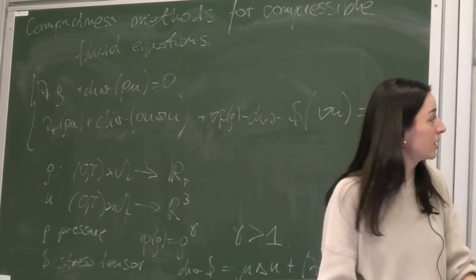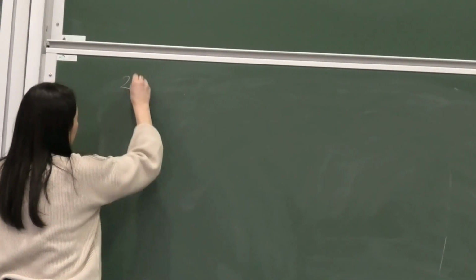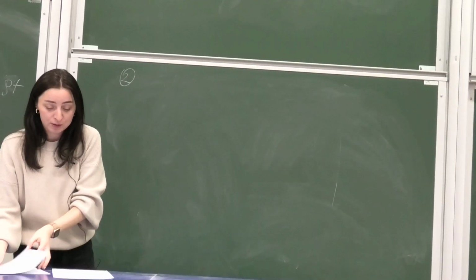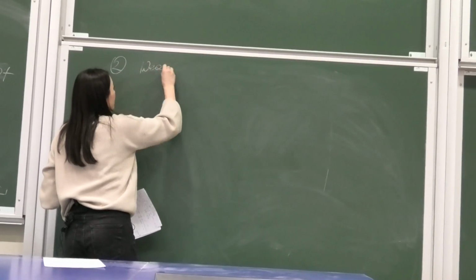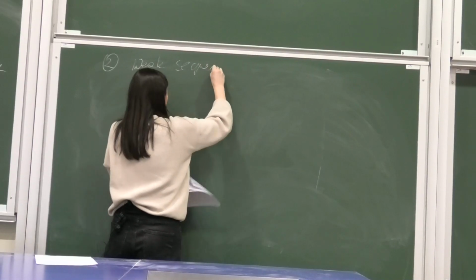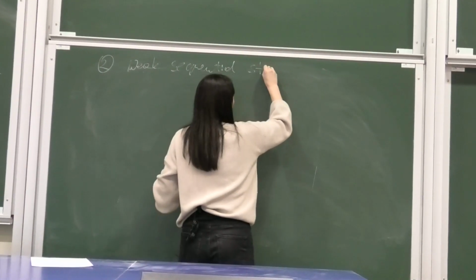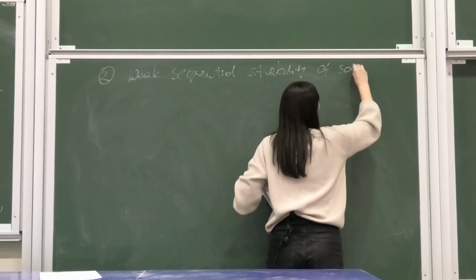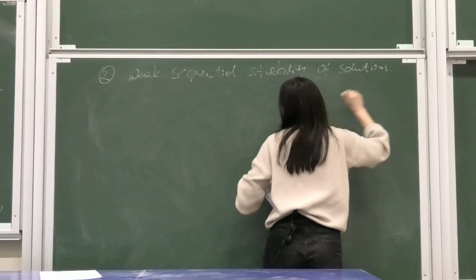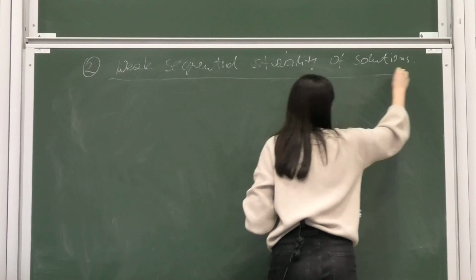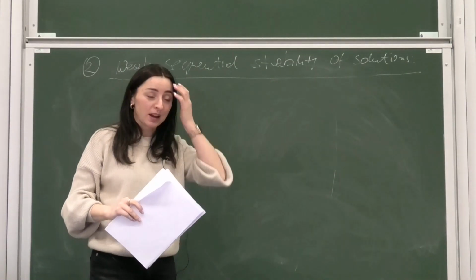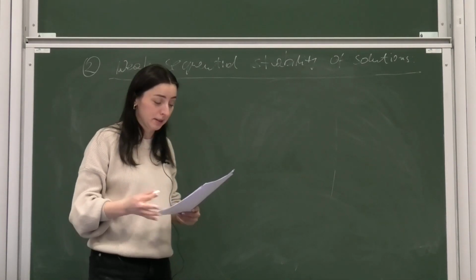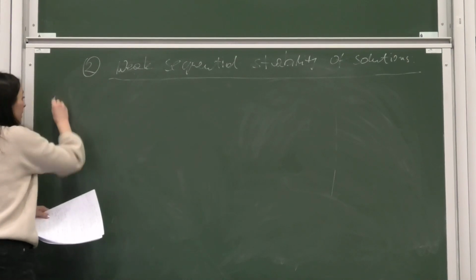The rest of this lecture will be devoted to step 2 of the proof of existence of solutions, and this is called the weak sequential stability of solutions. In the sense that I mentioned, I want to construct a sequence of solutions, I want to show compactness of some sequence of approximated solutions that I don't know how to construct. But let's look at the a priori estimates.